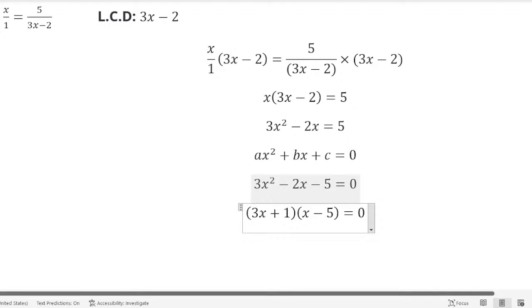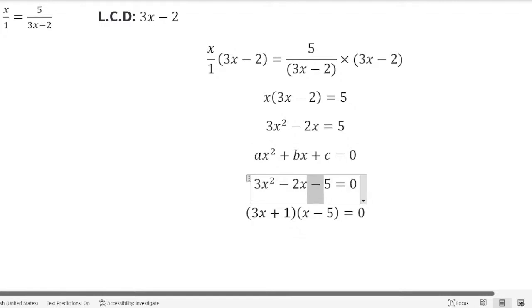So factors of 5 are 1 and 5. Then if the last term is negative, we have two different signs. Then the bigger number will take the sign of the middle term. The sign of the middle term here is negative. So here obviously we have a negative 5 because 5 is bigger than 1. Then here we have a positive because if the last term is negative, we have two different signs.